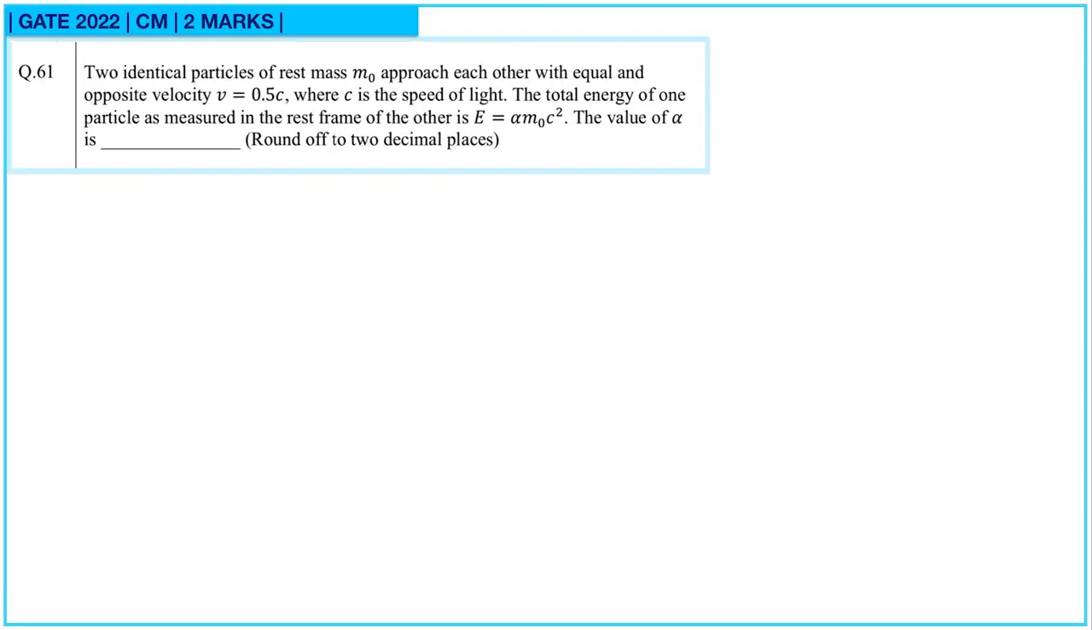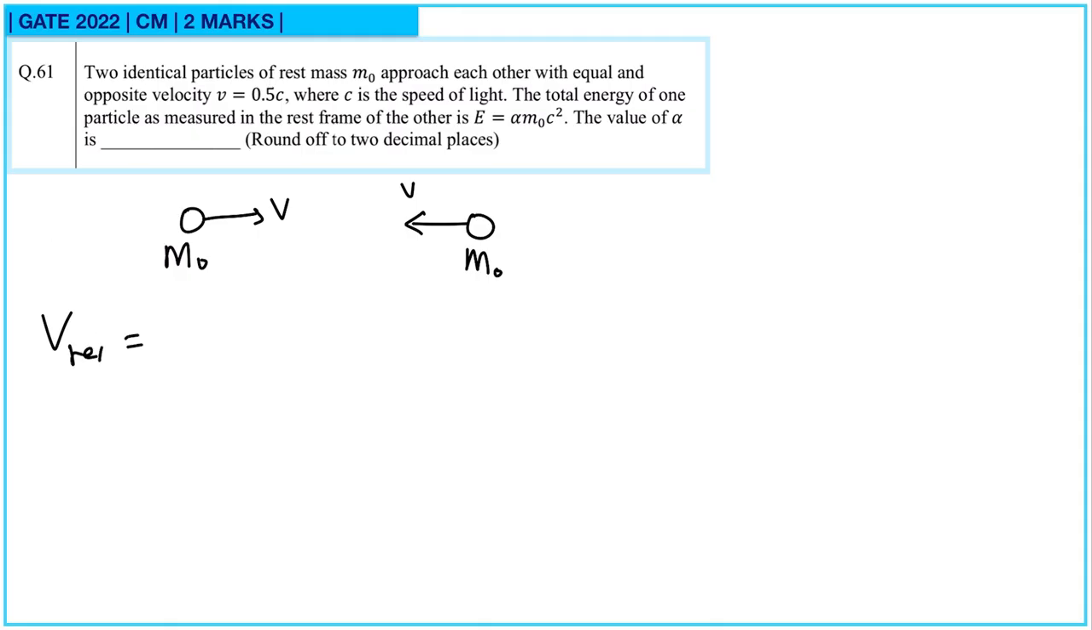Next question. Two identical particles of rest mass m0 approach each other with equal and opposite velocity v is equal to 0.5 c, where c is the speed of light. The total energy of one particle as measured in the rest frame of the other is E is equal to alpha m0 c square. The value of alpha is, we have one particle whose rest mass is m0 and they are moving towards each other with this velocity. Now what will be relative velocity?